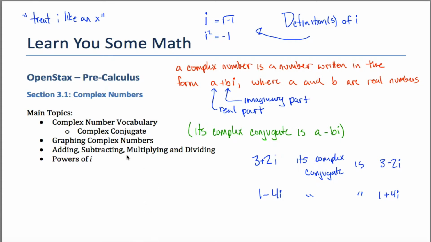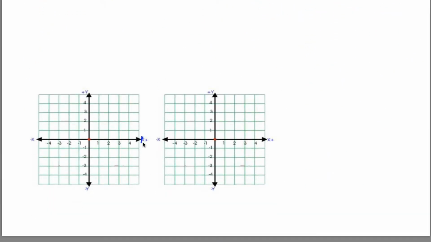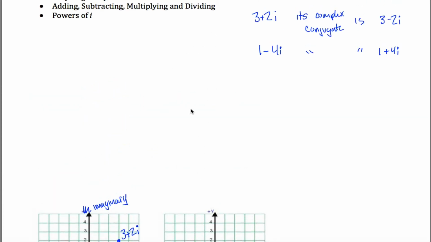Graphing complex numbers. Turns out that these are two-dimensional numbers. We can't plot these on a number line like we could with real numbers, but I can still graph them. All we do is graph the real part on the x-axis and the imaginary part on the y-axis. A number like 3 plus 2i would appear right here, and a number like 1 minus 4i would appear right here. Note that on the real axis I got a 1, and on the imaginary axis I got a -4, so I got 1 minus 4i. That's how you graph complex numbers.